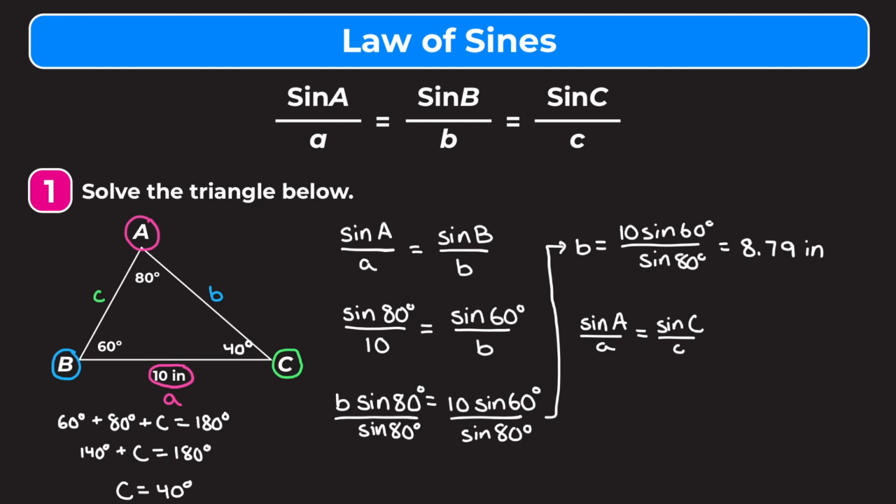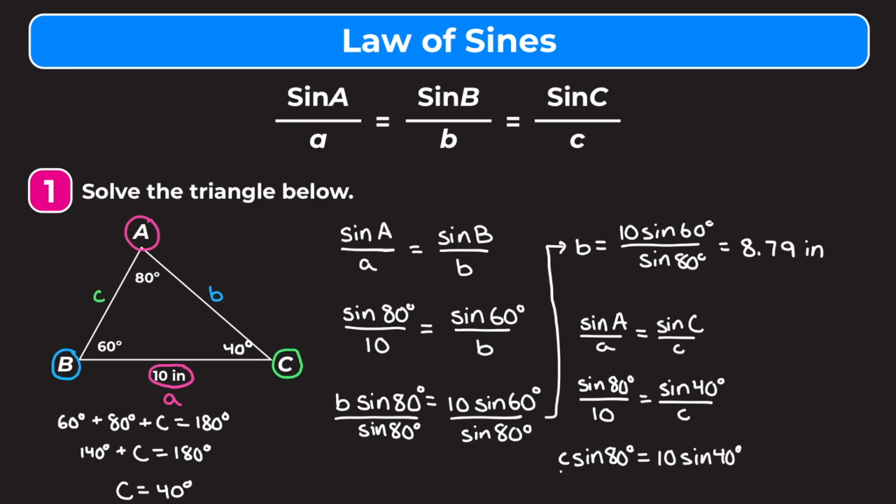And I'm just going to plug in what we know. So we know angle A is 80 degrees, so sine of 80 degrees over our side A, which is 10, equals sine of angle C, and angle C is 40 degrees, over side C. And again, we're going to cross multiply. So we're going to get C times the sine of 80 degrees equals 10 times the sine of 40 degrees.